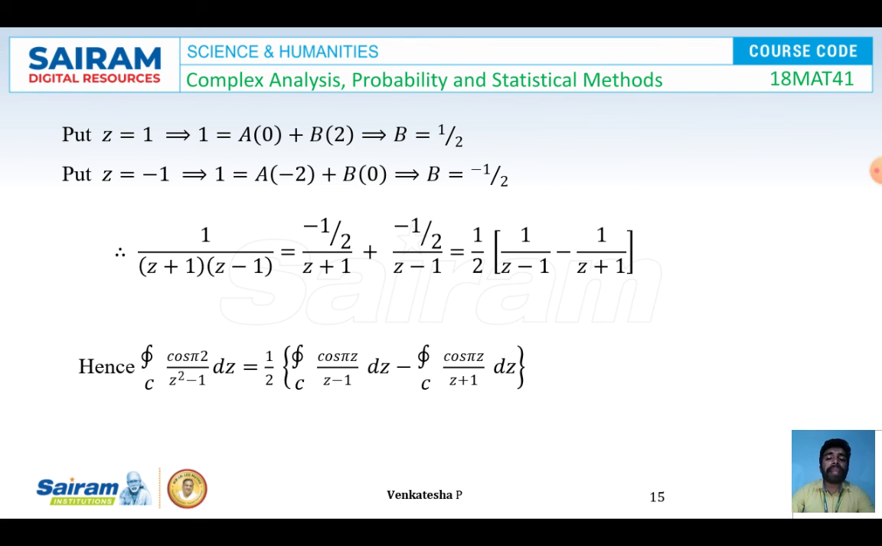So now applying the integral along the function cos pi z, I'll be getting the equation like integral over the region C cos pi z by z square minus 1 dz will be equal to 1 by 2 integral over the region C cos pi z by z minus 1 dz minus the integral over the region C cos pi z by z plus 1 dz. So take both the integrals separately and solve the equation.